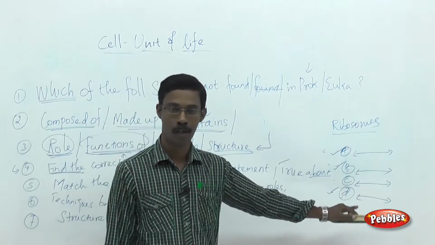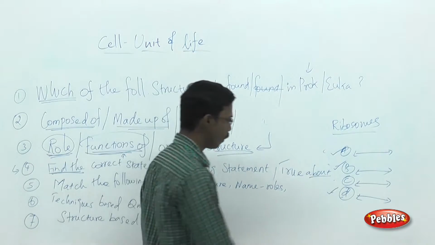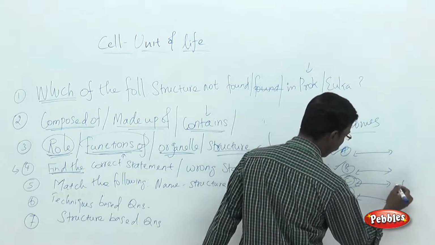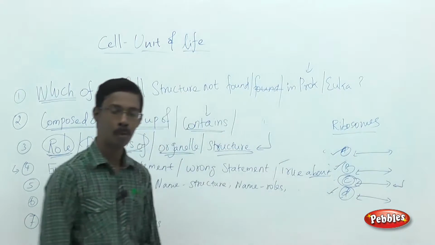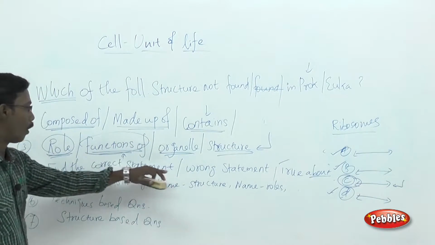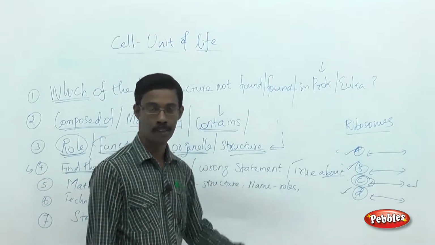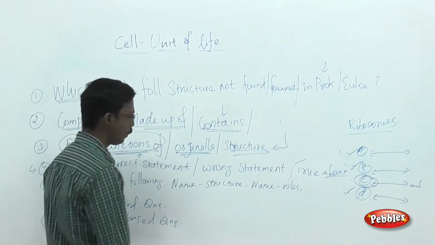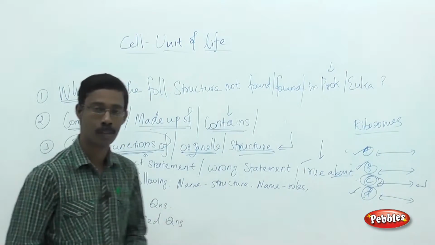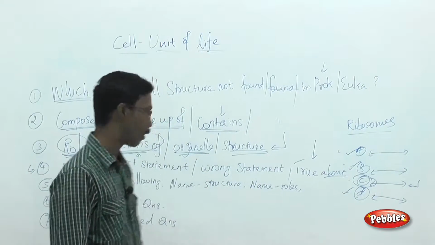Ribosomes are not organelles because they are not bound by membranous structures. So the answer is C. They are not organelles. So this is how you have to find the answer for this type of question. Which of the following statements is correct or wrong or true about the particular structure? And this is one of the major kinds of questions you can expect from the particular unit, because we have dealt with some of the structural details and functions of the particular organelles.